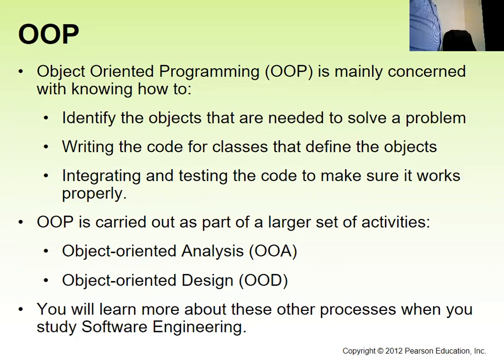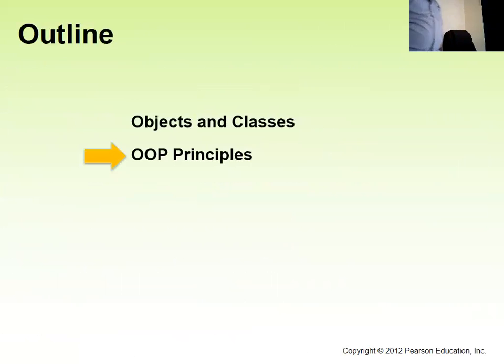All right, so object-oriented programming is mainly concerned with knowing how to identify objects that are needed to solve a problem, writing the code for classes, and then integrating and testing the code to make sure it works properly. Alright? Generally, there are two activities that we will do in order to get these things done. One is object-oriented analysis and the other is object-oriented design. You will learn more about these when you start software engineering next year. We're going to focus a little bit today on the basic principles associated with object-oriented programming. And for this course, we're going to be just touching on those so that you understand. You will do a little bit more application of the overall design in an enterprise type system when you do software engineering. And there's another course called object technology, which also goes a little further in OOP.